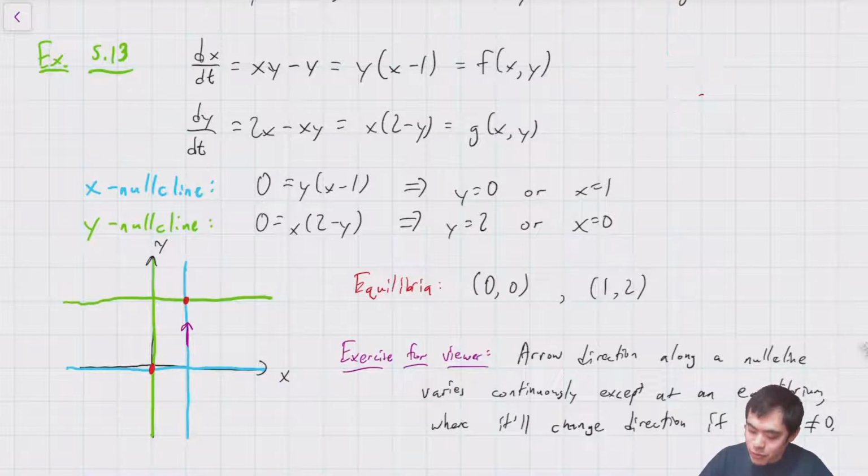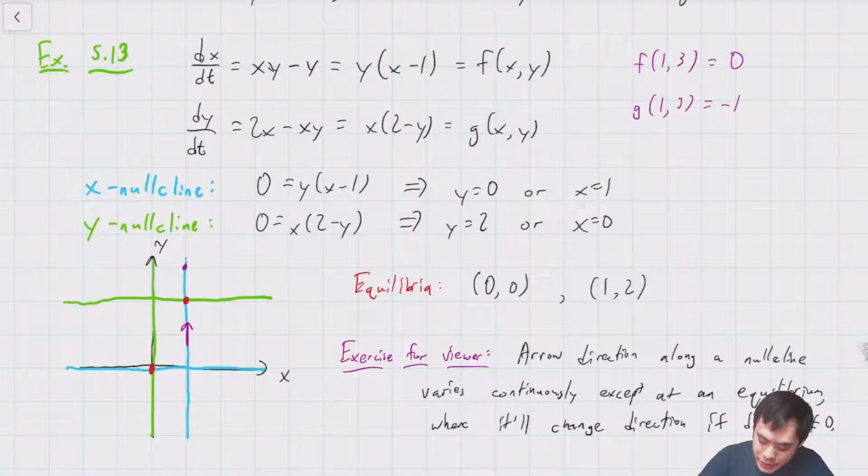What about a couple other points? What about above? So let's say, what about the point here? So that's the point, let's see, that's (1, 3). So f of (1, 3), well, f of (1, 3) is equal to 0 again. And this makes sense, right? Because we're on the x nullcline, so the f function has to be equal to 0. dx/dt has to be equal to 0. And g of (1, 3), well, that's equal to minus 1. And so that's going down.